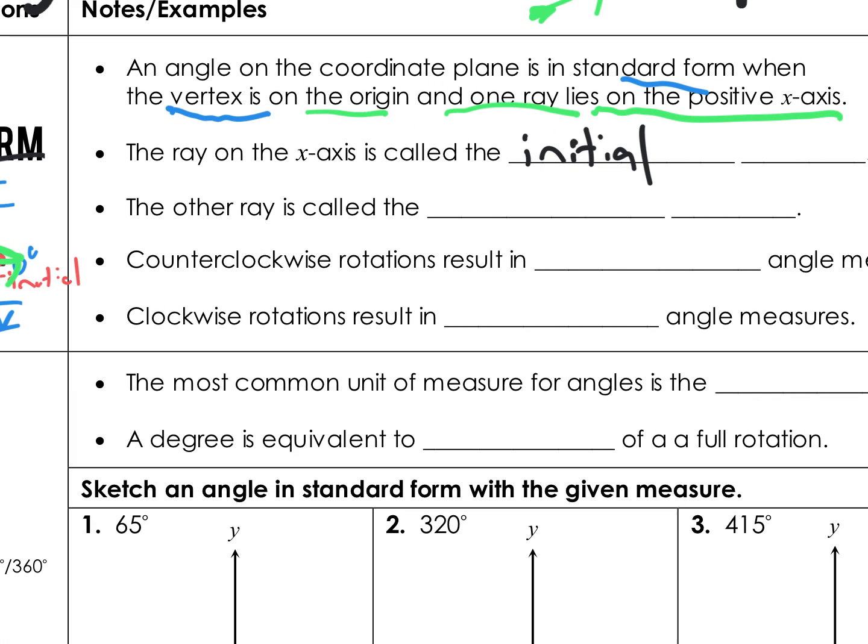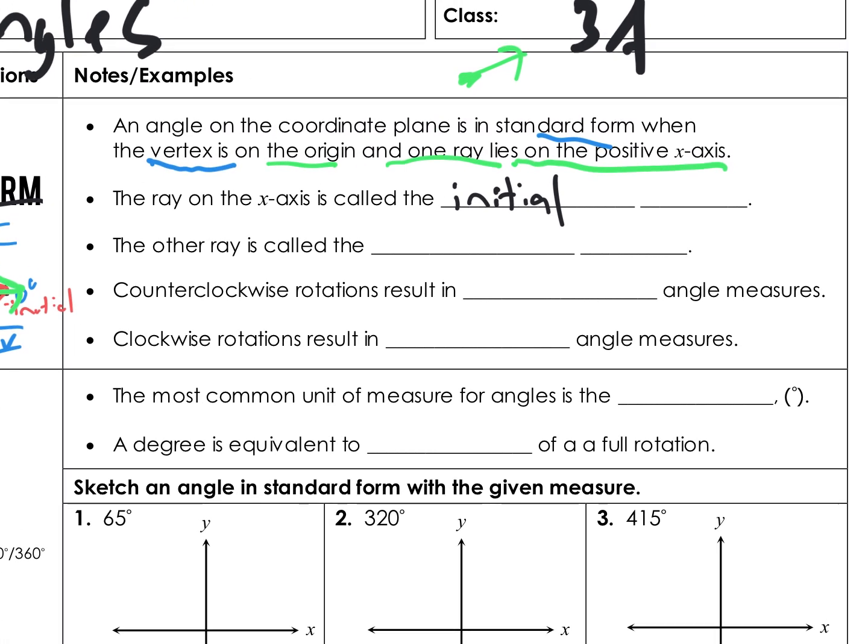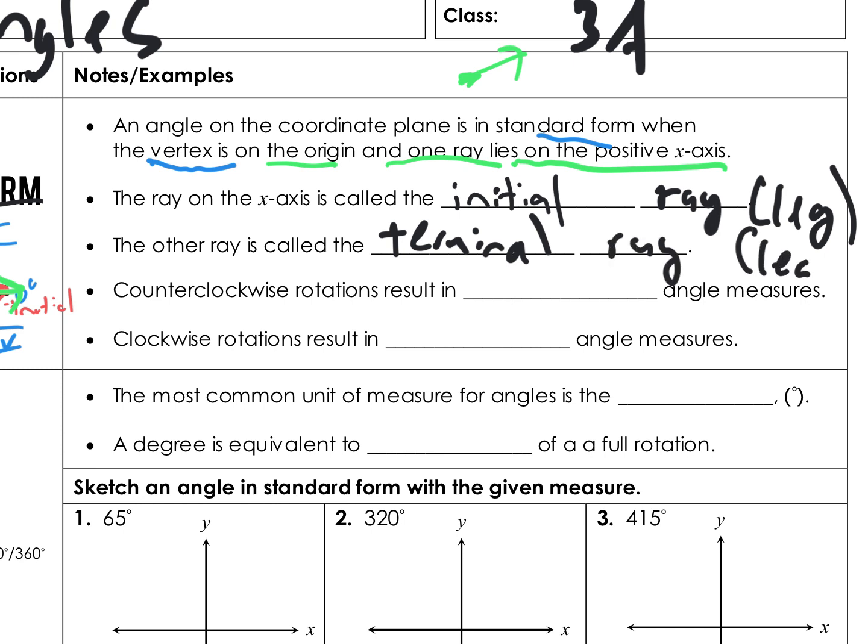Pretty sure she probably used the word ray because she brought up the ray. So I'll put the word ray, but I'm going to put it in parentheses, a leg. The leg of an angle. Maybe she doesn't like to use the word leg, but they've been called legs of an angle forever. Then the other ray is called the terminal, because that's where the angle stops. That's where the measurement stops. Terminal ray, but I'm still going to call it leg because I have no idea what she wrote.